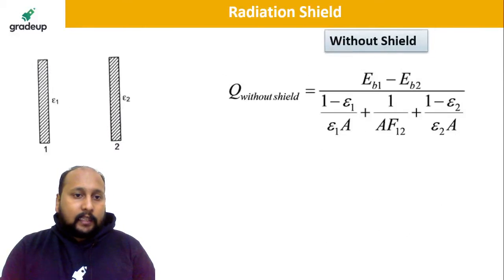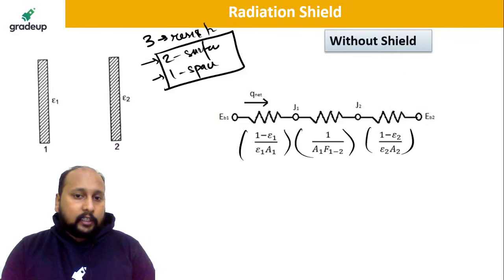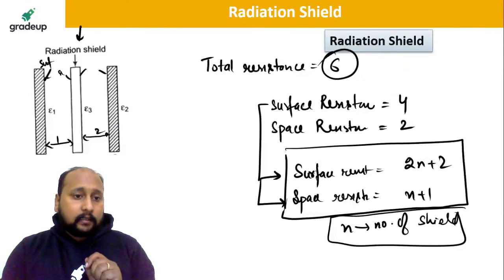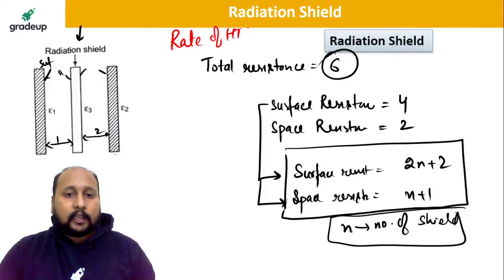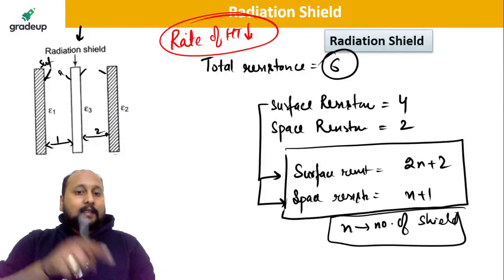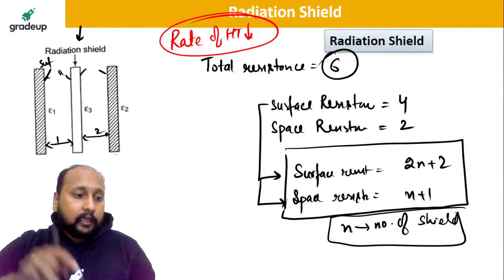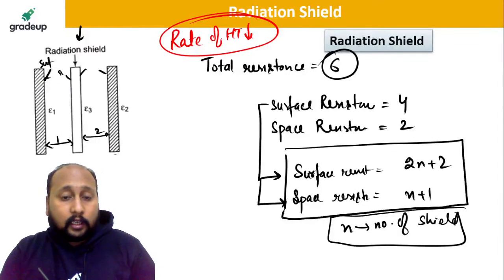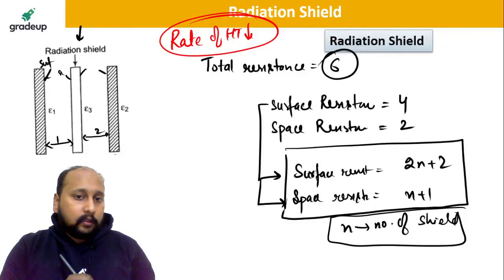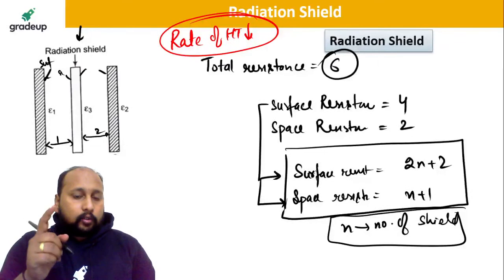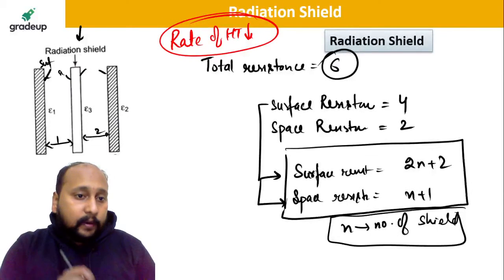Now let us compare these two cases. Initially we had no shield, we had 3 resistances. By inserting a single shield, your resistance has increased from 3 to 6. That means your rate of heat transfer has decreased. So by doing the shielding operation, we are effectively reducing the radiation heat transfer.